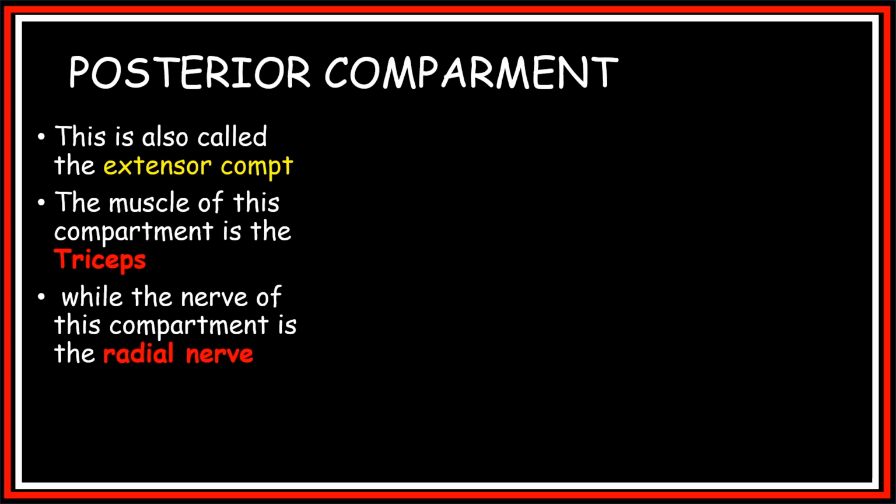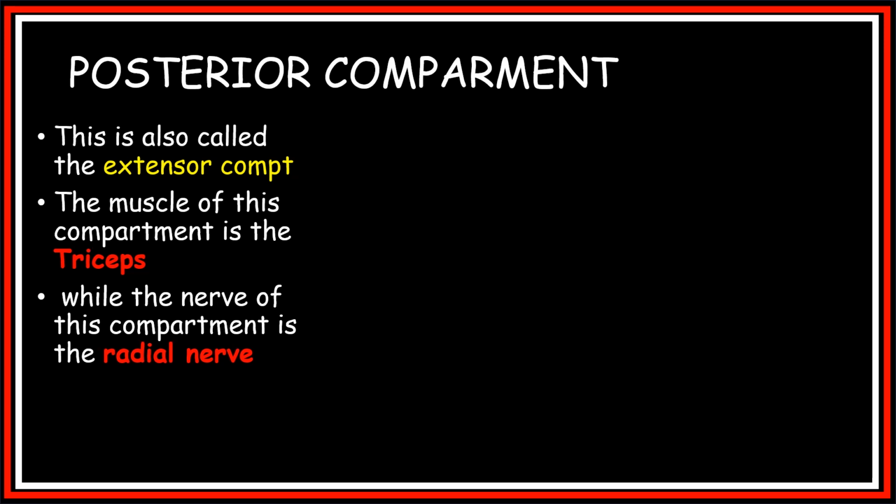Alright, the posterior compartment is also called the extensor compartment. I'm sure by this time you will know why, because the muscle in this compartment is involved in the action of extension. What's this muscle? The triceps brachii, the triceps muscle. And quickly I will tell you the nerve of this compartment. That nerve is the radial nerve.